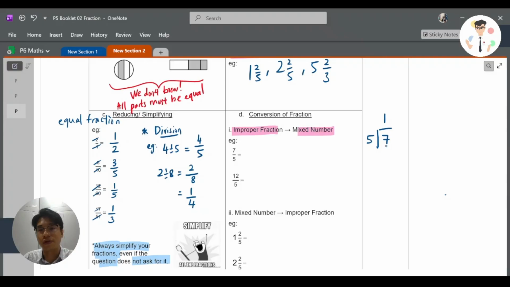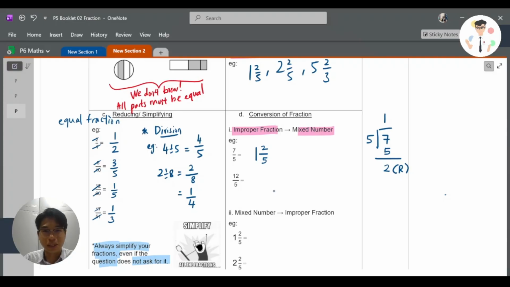1 times 5 gives you 5. So what is the remainder? 2. Well, 2 is the remainder. So with that, I know that the answer is 1 over, again, this 5 should be here always, and 2, the remainder, will be up here. And that is how you find the answer. Okay, 7 divided by 5.